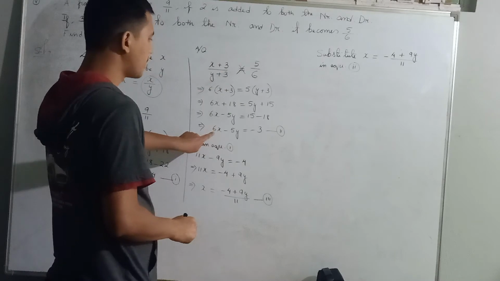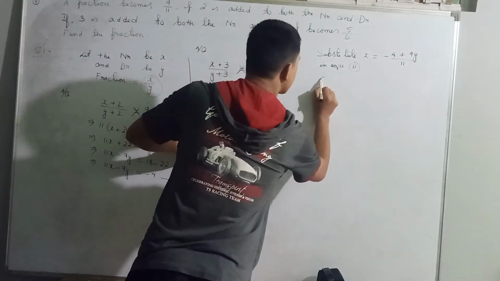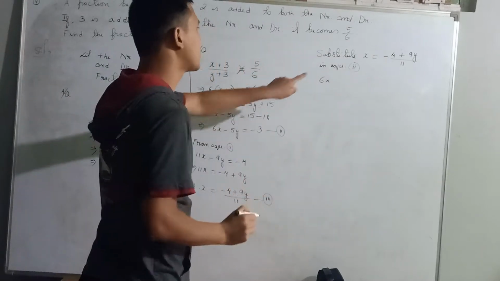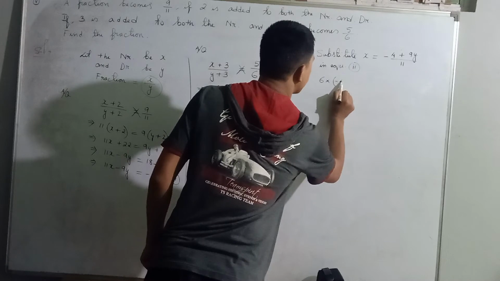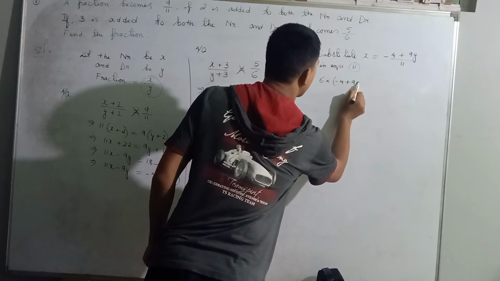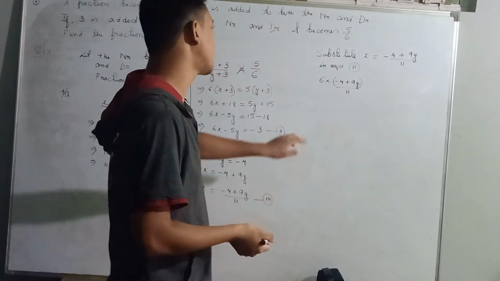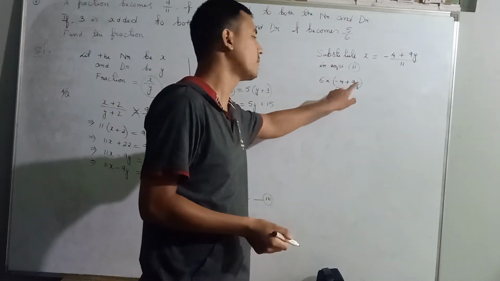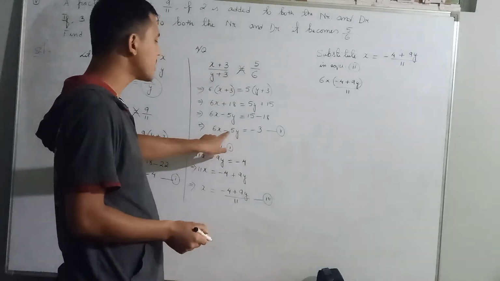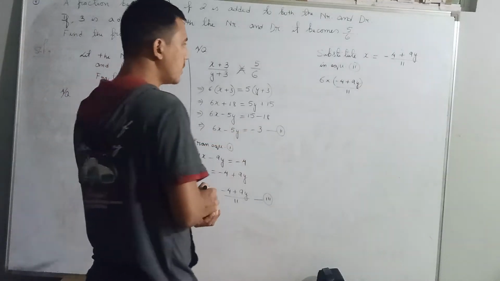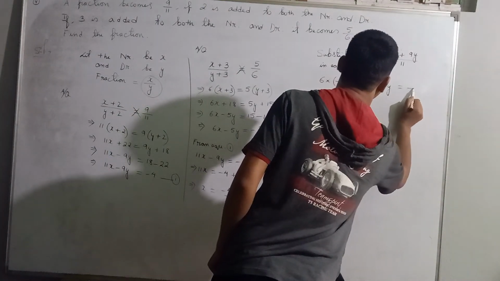Equation 2: 6x, so 6 times x, where the value of x is (minus 4 plus 9y) upon 11. You need to use a bracket here because 6 is going to multiply both of these terms, okay? And in equation 2 we have minus 5y equals minus 3.